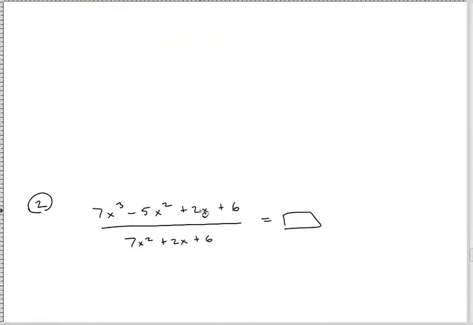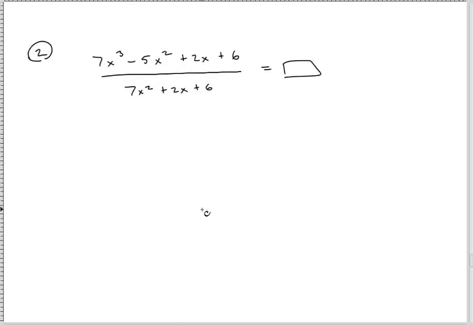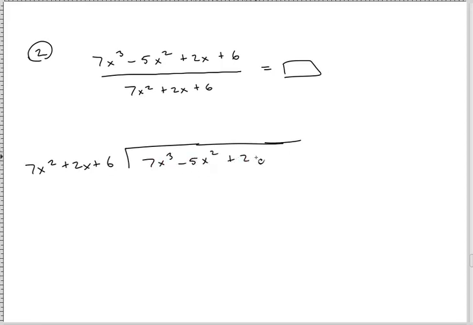That was a lot of colors. Let's do another one. This is still long division, and we have to figure it out. Let me go ahead and write each of these terms out here. Get a little bit of room here. So we have 7x cubed minus 5x squared plus 2x plus 6. Okay, I'll try to use the same colors from last time.